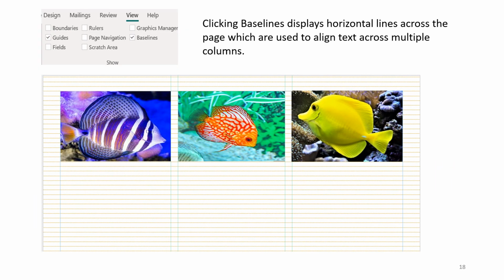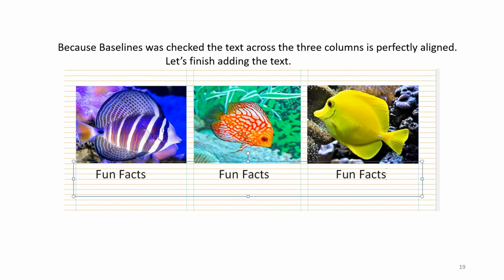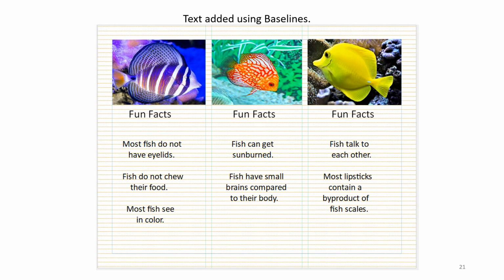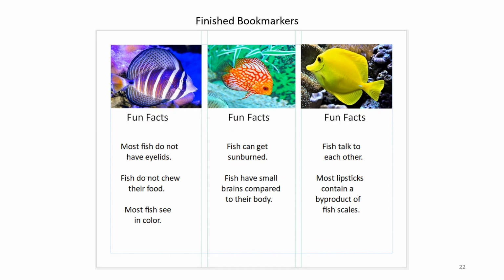Clicking Baselines displays horizontal lines across the page, which are used to align text across multiple columns. Because Baselines was checked, the text across the 3 columns is perfectly aligned. Let's finish adding the text. You can leave the baselines on to help you with the alignment, or click Baselines again to turn it off. Text added using baselines. Finished bookmarkers.